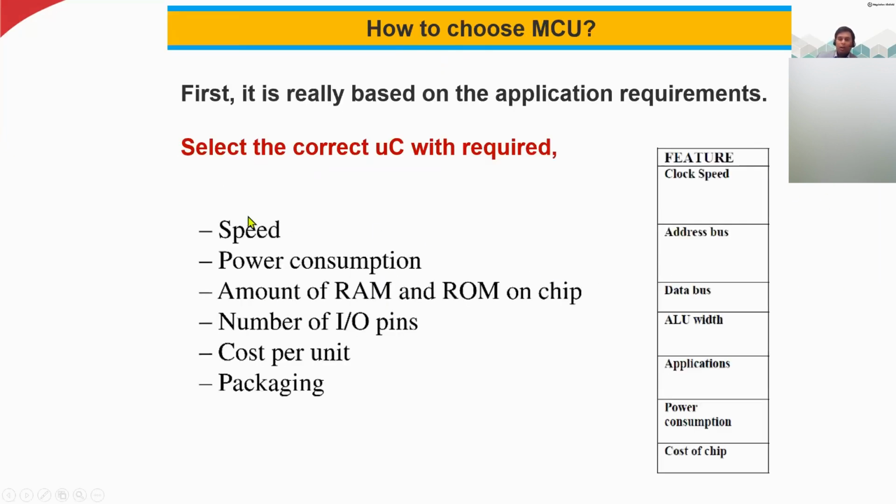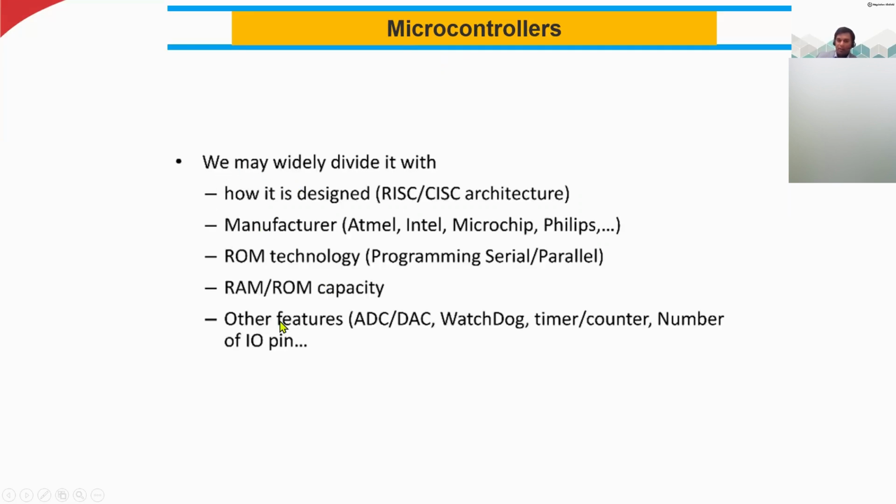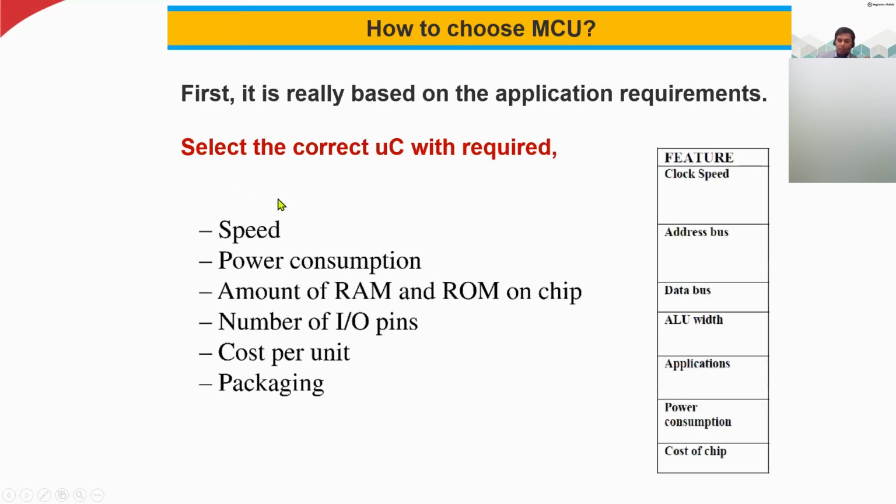And you also have to consider the speed of the microcontroller. It's not only about the physical structure and physical considerations. You also have to look at the internal clock speed of the microcontroller, and the power consumption. If you are going to use the microcontroller all the time, the power consumption should be ultra low. And also the amount of RAM and ROM on chip, the number of IO pins, cost per unit, packaging, and so on. So everything is up to you, what you want to decide.